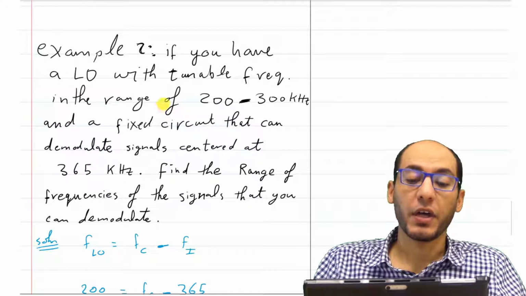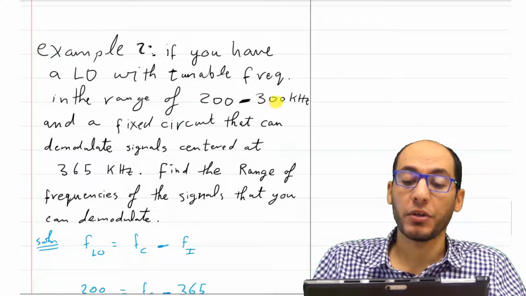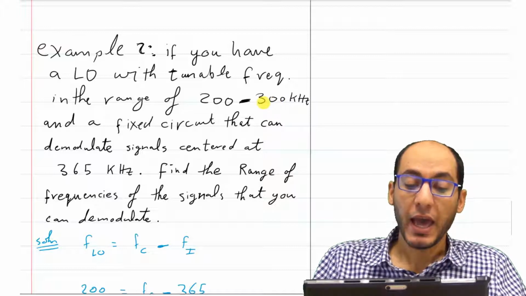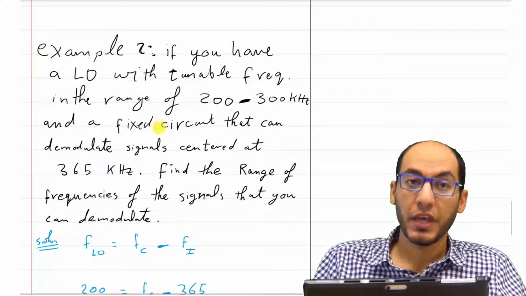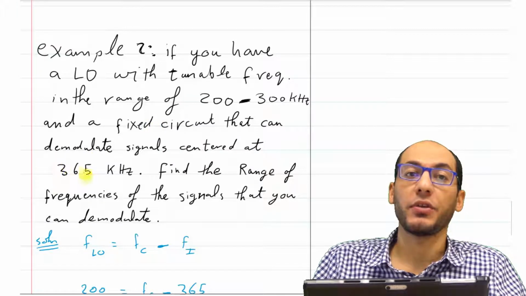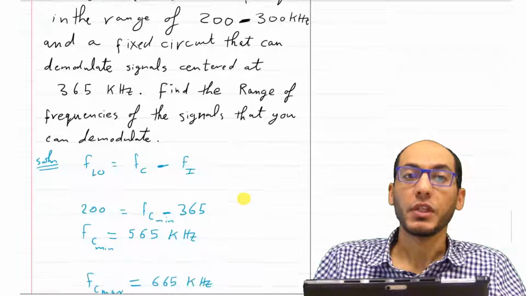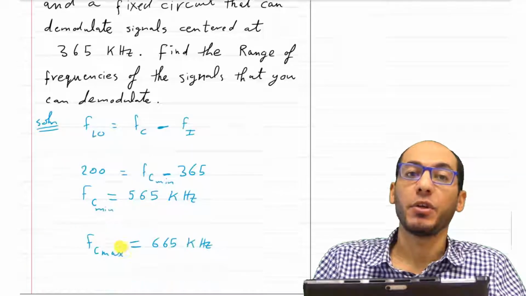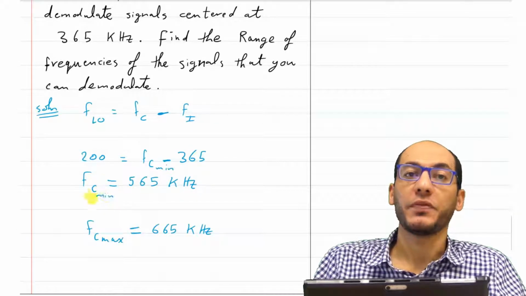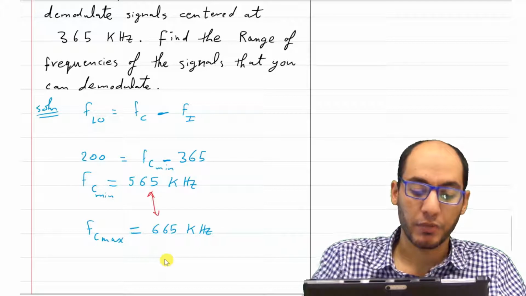The question could show up in another way. What if I have a tunable local oscillator, and its range is 200 to 300 kilohertz, and I already have a fixed circuit that can demodulate the signal if it is centered at 365 kilohertz. The question is, what channels can I listen to? Then I could calculate the maximum and the minimum using the same equations as well. FC minimum is 565 and the maximum is 665, and that becomes the range.